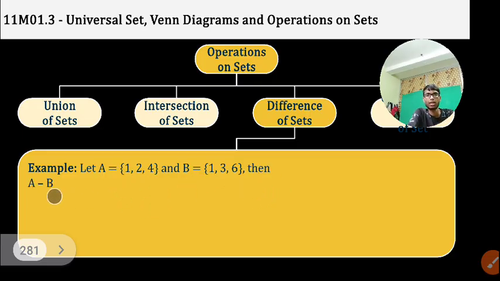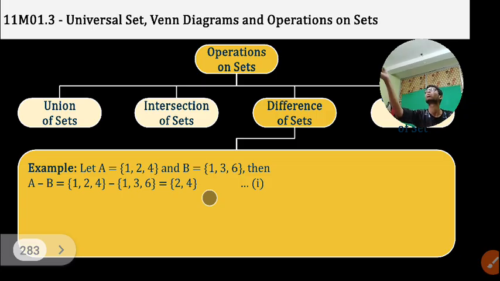Now A minus B. Here what is common? 1. This will go. The intersection will go. And whatever is left will be the difference of both the sets. So 2, 4 is the answer for this question. 2, 4 is the answer.